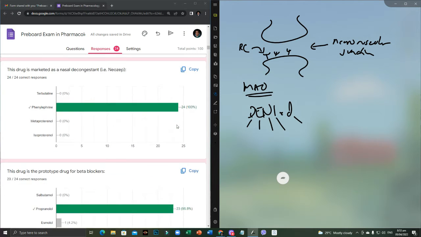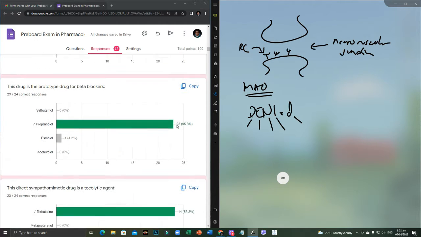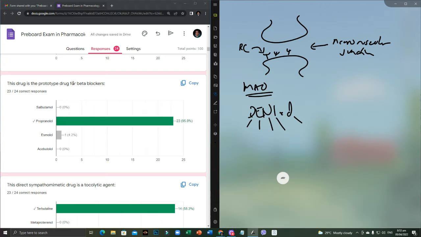Next question. This drug is marketed as a nasal decongestant. So very good. Everybody knows this. It's phenylephrine. This is the prototype drug for beta blockers. Very good. The first beta blocker ever to be made was propranolol.